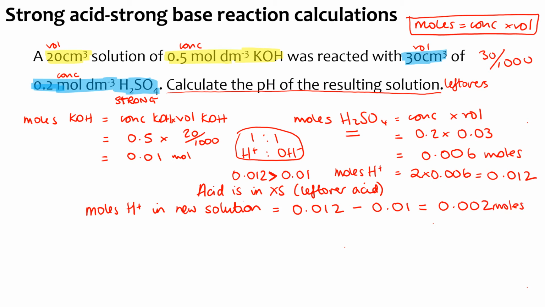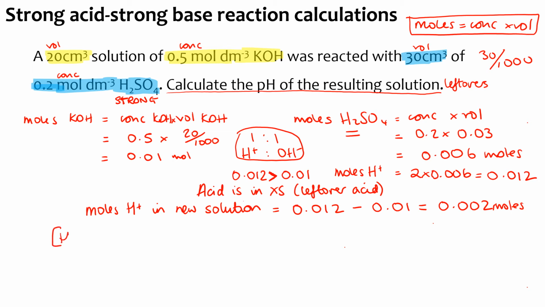Now, as I said, this is quite complicated. This is one of the hardest things. So if you get a bit stuck, just let me know and I can go over it again. But as I said, the moles of H+ that's left over will be the moles of H+ we start with minus how much reacts. And the amount of H+ that will react will be the same as the amount of OH- that we've got present.